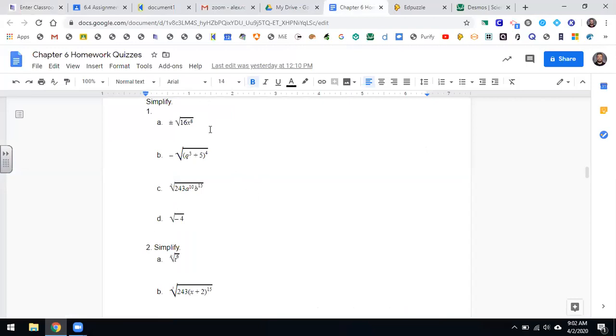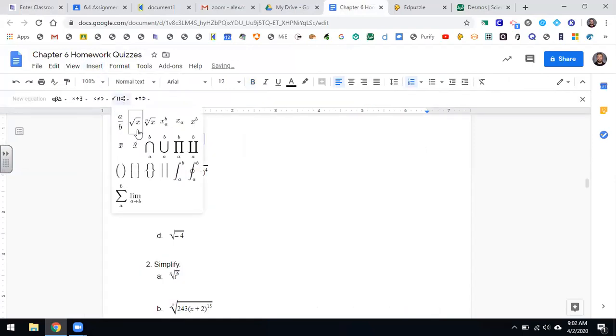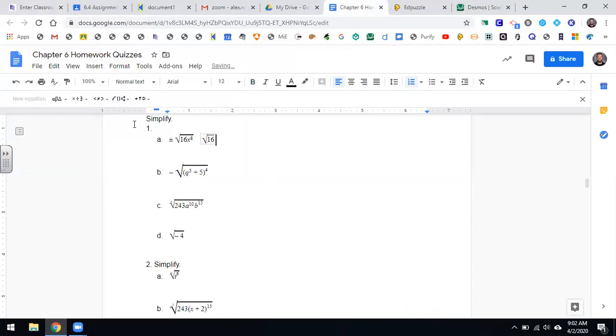Okay, so number one, the common thing I saw with number one was everyone was taking half of 16, but we have to remember that we're looking for a square root of 16. And so you have to remember that the square root of 16 actually equals 4. Okay, so that's part of it.